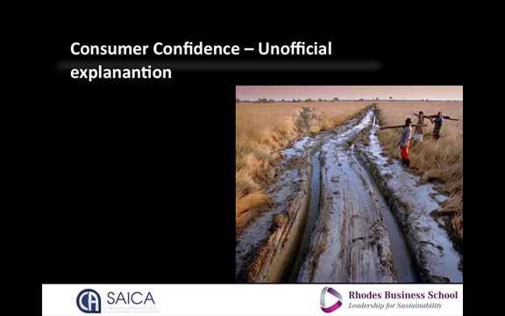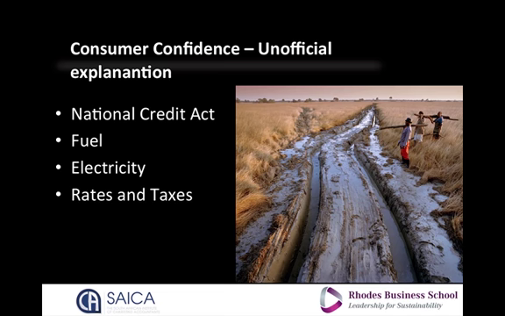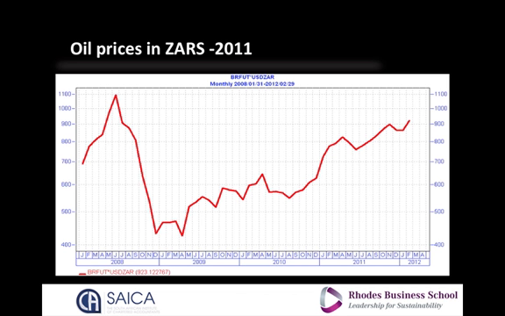The unofficial reason why consumer confidence is in such a mess is that we can't borrow anymore because of the National Credit Act. Fuel prices have gone up 30%, electricity up, rates and taxes up, costs of education up. We can't borrow anymore, we're not being paid anymore, so we haven't got any money to go to the mall.